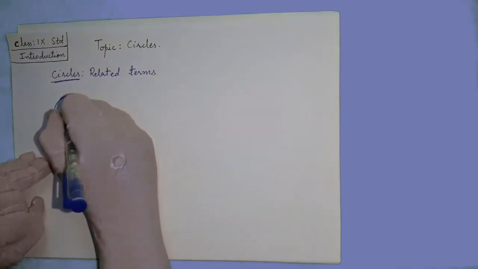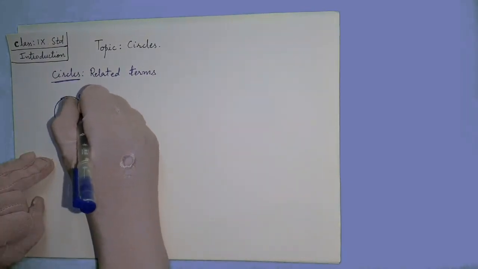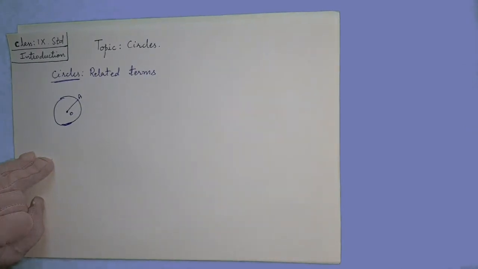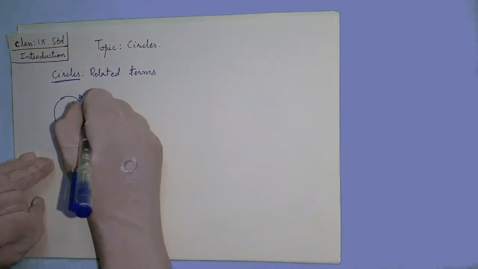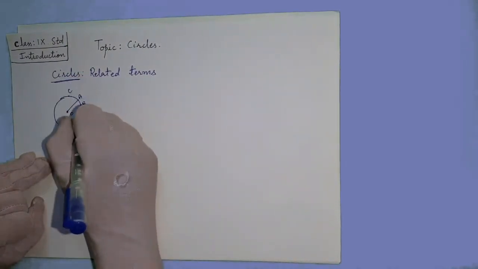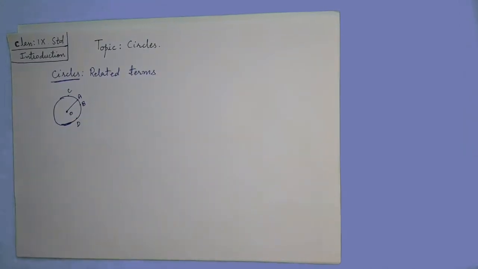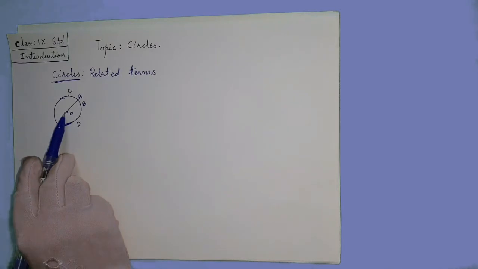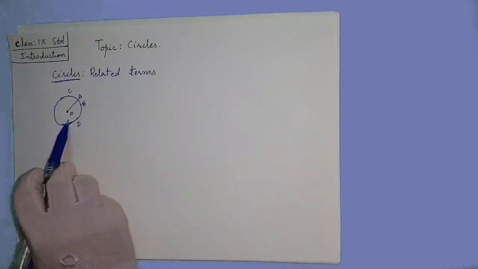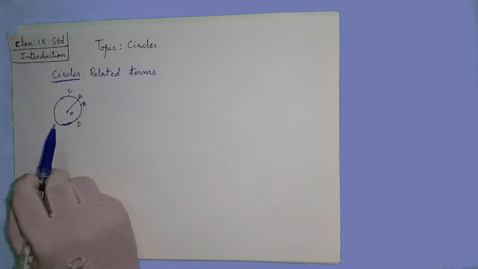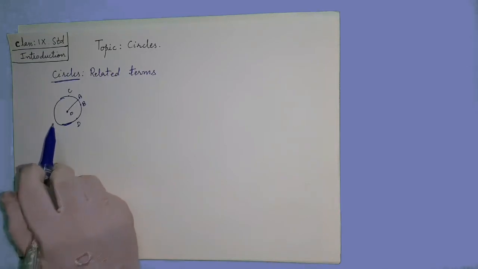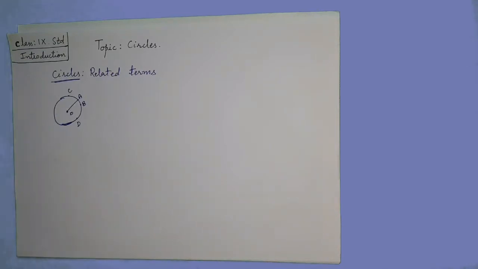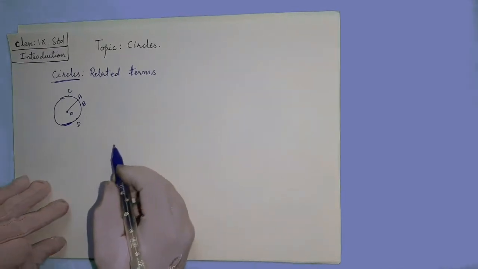So from the center, if you take any points like A, B, C, D, point B here, point C, point D, all the points will be at an equal distance from the fixed point. The fixed point we have taken here is O. So all the points of the circle from O will be at equal distance, then only it is called a circle.